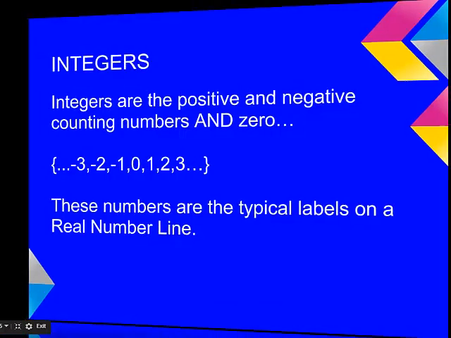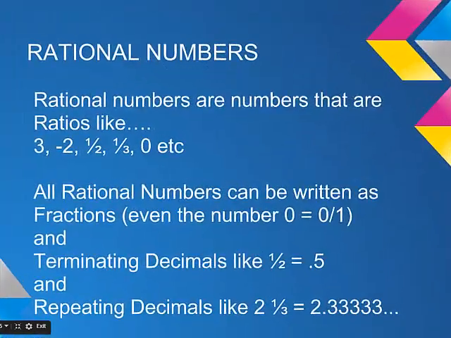Now, if we extend the system another time to include rational numbers, these are numbers that are ratios, like 3, -2, 1/2, 1/3, 0, etc. It's impossible to list those in set notation because if you pick two rational numbers that are very close together, you'll find another one in between, and you'll never get done with the list. So we can't use set notation to list the rational numbers.